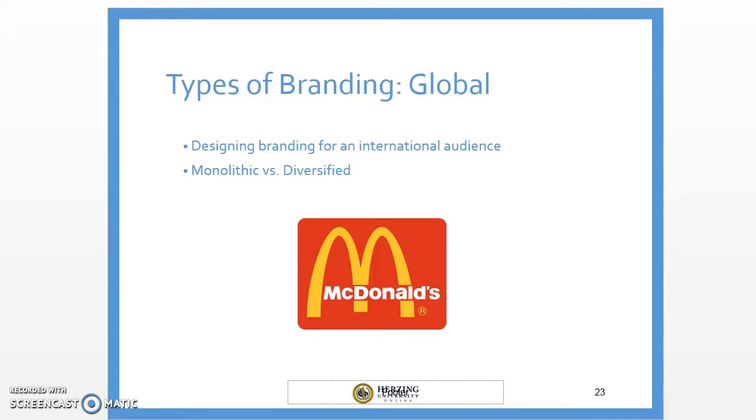Types of branding: global, designing branding for an international audience, monolithic versus diversified. For instance, with McDonald's, they are an international brand. They used to be national. They grew internationally, so you're going to see these restaurants all over the world. They're going to continue to keep their brand, their logo, and colors all the same, right? They're going to continue to keep their stores to look as much as they can like McDonald's, and they're going to offer the same types of food.